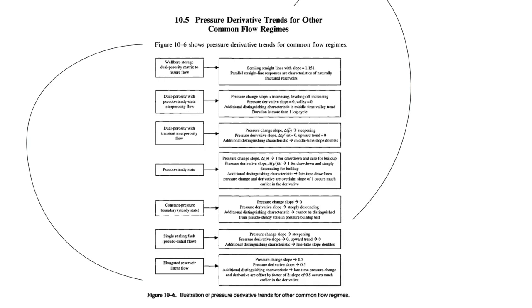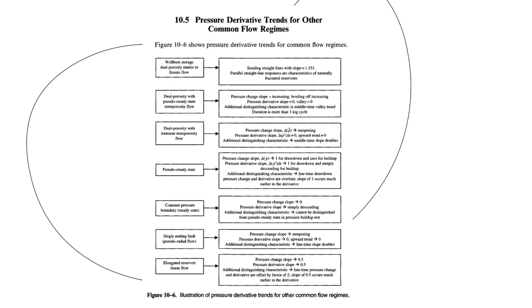Constant pressure boundary, steady state. Pressure change slope going to 0. Pressure derivative slope steeply descending. Additional distinguishing characteristic: cannot be distinguished from pseudo-steady state in a pressure buildup test. So, single sealing fault, pseudo-radial flow. Pressure change slope steepening, pressure derivative slope going to 0, and upward trend is 0. Additional distinguishing characteristic is late time slope doubles.